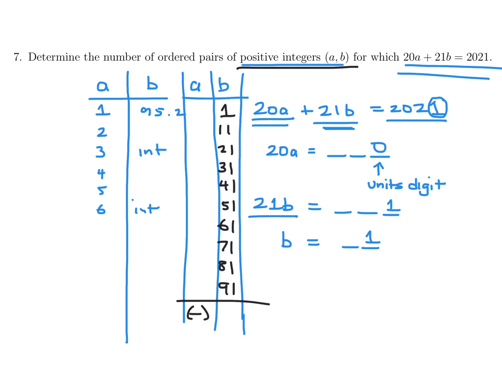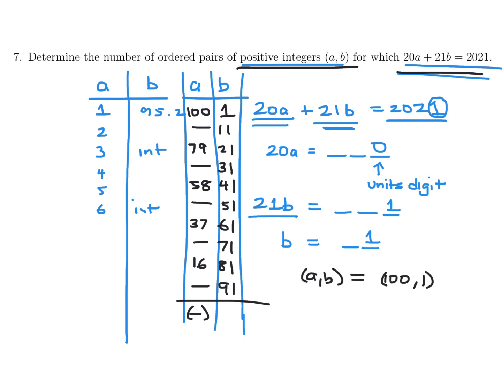So then what you do is you plug in values of B into this equation, and you will get the following. You will get 100. You will not get an integer there. You'll get 79, because we're only interested in integers. 58. You will not get an integer here. 61 will give you 37. 71 will not give an integer, and this will be 16. That's not an integer. So the only values of A, B that are both positive integers are 1 and 101, 21 and 79, 41 and 58, 61 and 37, and finally 81 and 16.